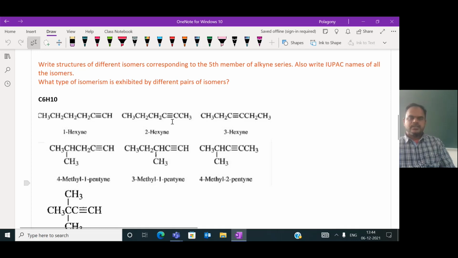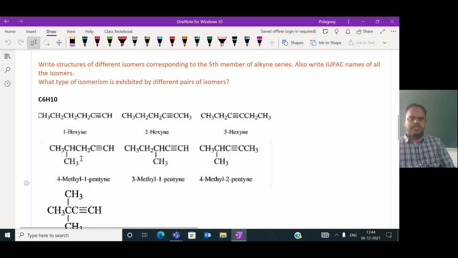If we arrange the triple covalent bond between the second carbon and third carbon, this is 2-hexyne. And if you arrange the triple covalent bond between the third carbon and fourth, then it is 3-hexyne. So we get 3 positional isomers for C6H10.